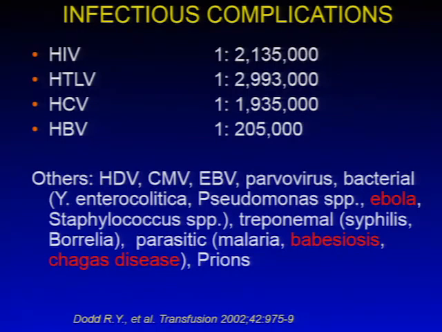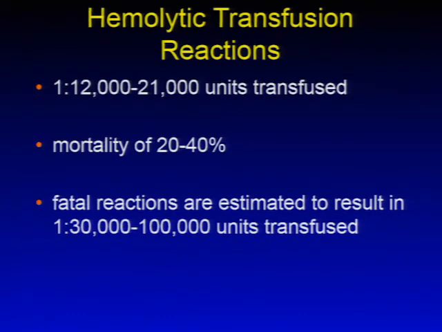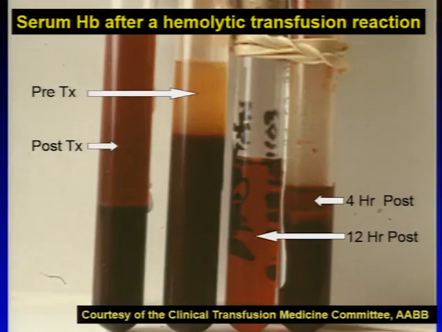What about risk? This, again, is a board question that pops up from time to time, or it could be a possible point of discussion. HIV has about a 1 in 2 million chance of risk with a transfusion. HCV, 1 in about 2 million as well. And look at hepatitis B, 1 in about 200,000. So that's an important point to mention for boards. Hemolytic transfusion reactions happen about 1 in 10,000 to 1 in 12,000 units. It has a very significant mortality, as you can see, 20 to 40%. Fatal reactions are approximately on the order of 1 in 30,000 to 1 in 100,000.